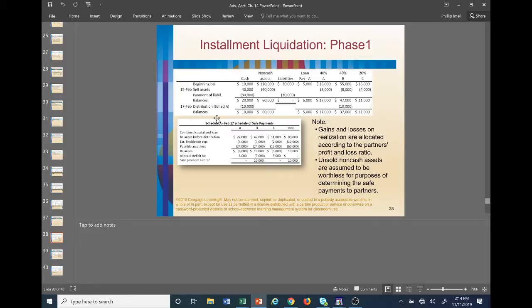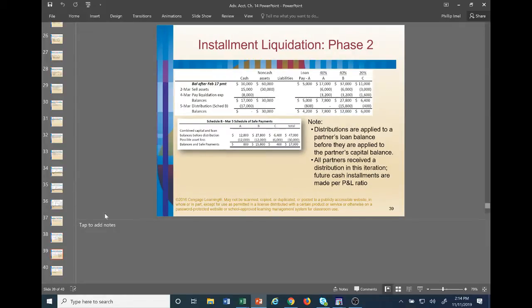Therefore, the balances after the distribution, Schedule A on February 17th, will leave us with $10,000 cash and $60,000 left over in non-cash assets. We'll still have a loan due to A of $5,000, and then we'll have a $17,000 capital balance for A, $37,000 capital balance for B, and $11,000 for C.